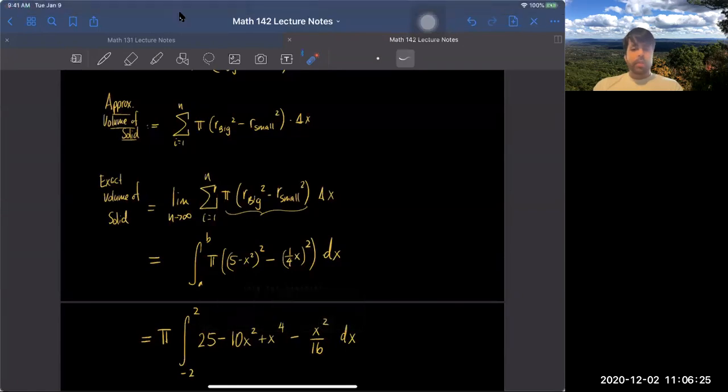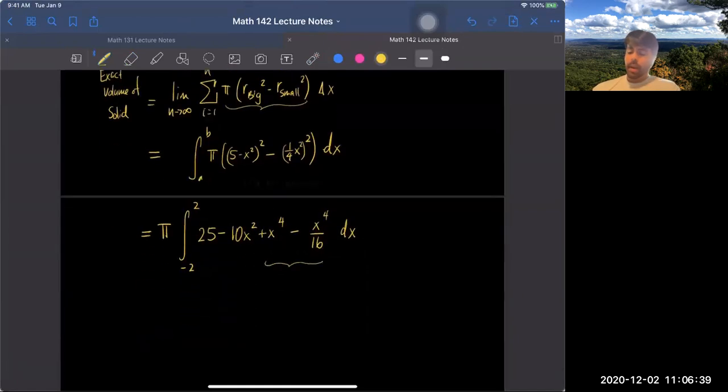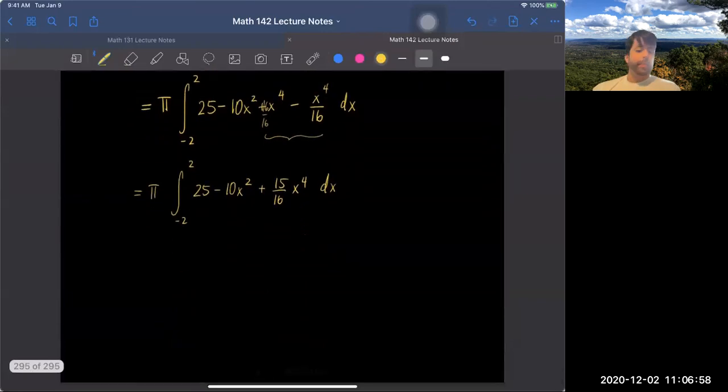Oh, and Justin, yes, you're right. I just saw that myself. So thank you, Justin. So this should be squared, and this should be to the fourth. Sorry, pardon me. This should be to the fourth. And then we can combine like terms here. So then you get pi integral from -2 to 2 of 25 minus 10x squared. And then this can be written as 16 over 16, subtract 1, and you get plus 15/16 x to the fourth. So this is my integral.